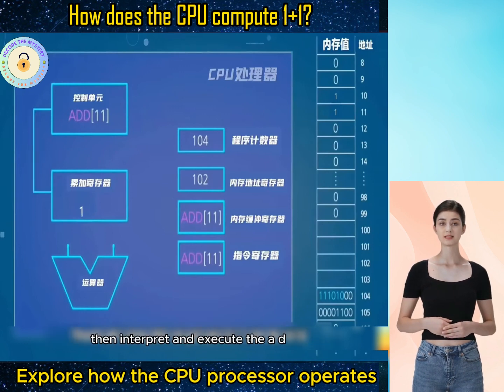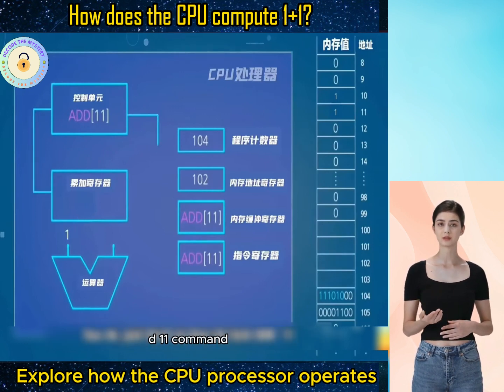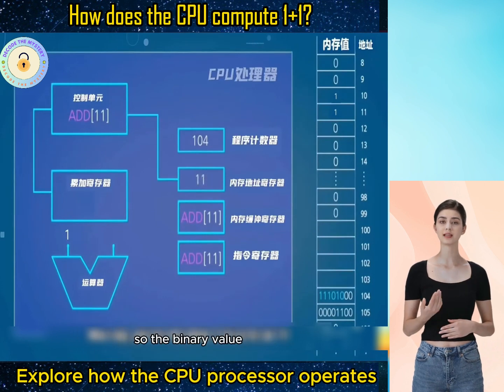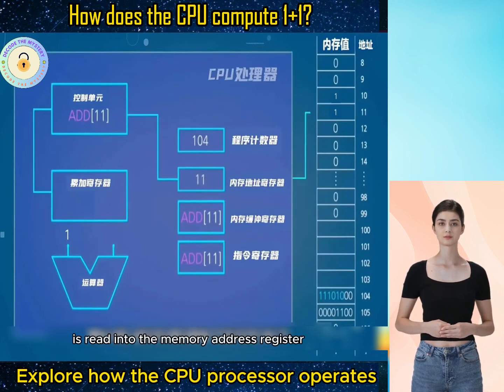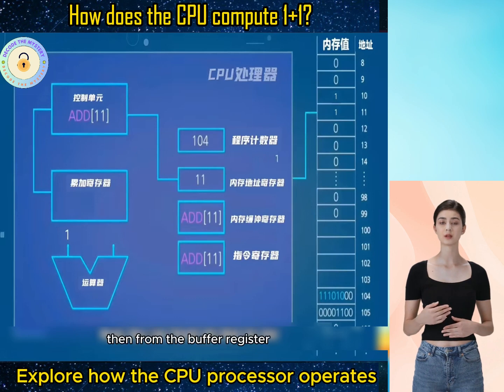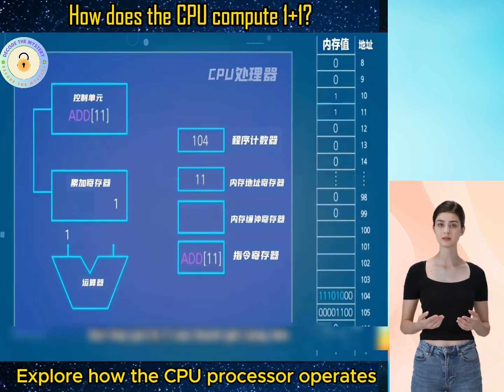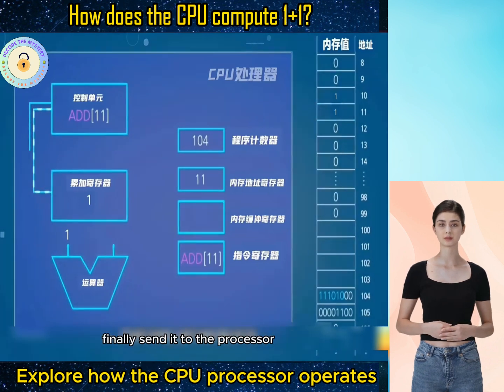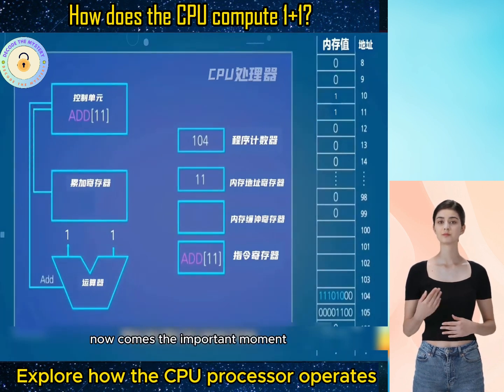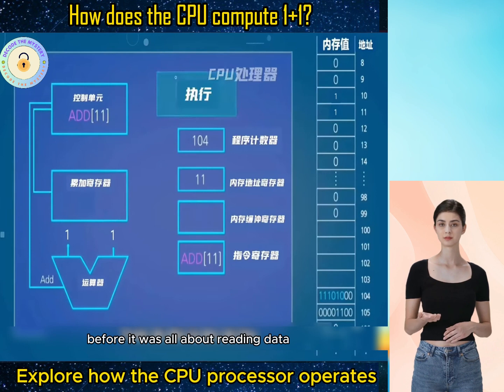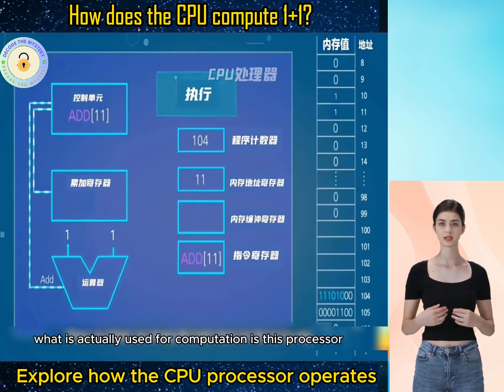Then, interpret and execute the ADD 11 command. So, the binary value 1 from position 11 is read into the memory address register. Then, from the buffer register, send the value 1 to the accumulator. Finally, send it to the processor. Now comes the important moment. Before, it was all about reading data. What is actually used for computation is this processor.